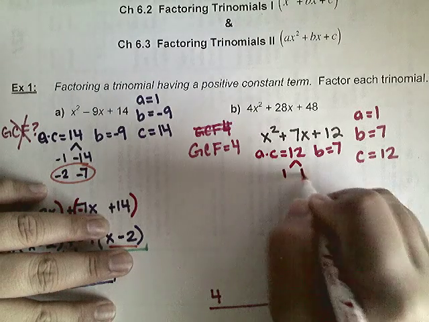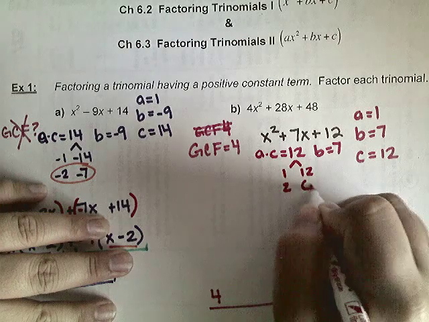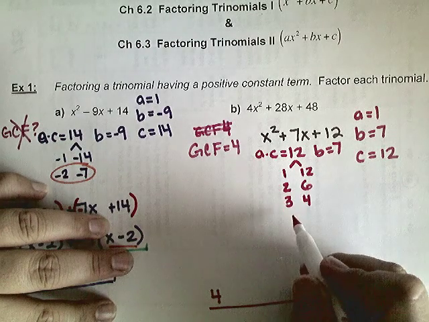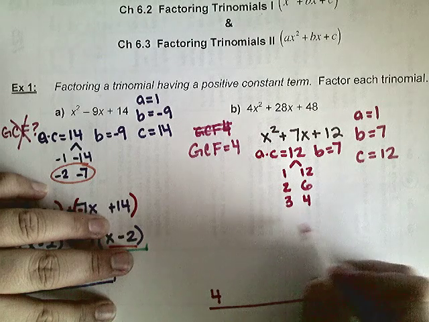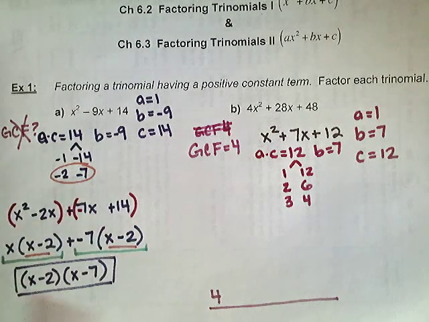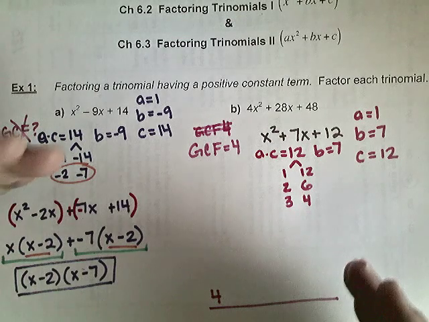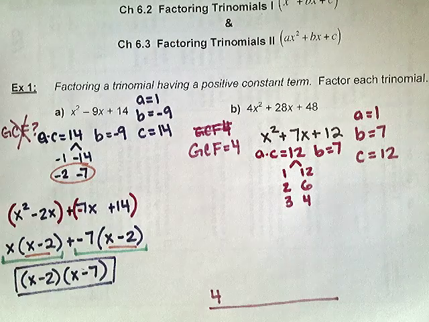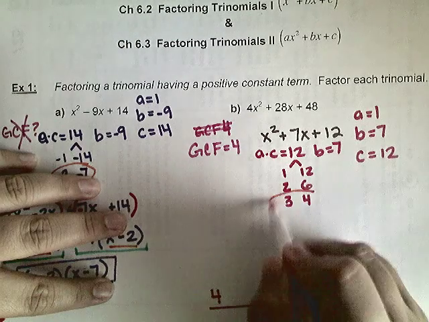So we have 1 and 12, 2 and 6, 3 and 4. And then if we keep going, we would just have 4 and 3, 6 and 2, 1 and 12, and so that would be it. And then what numbers are going to multiply to become positive 12 and add to become positive 7? And that's going to be 3 and 4.